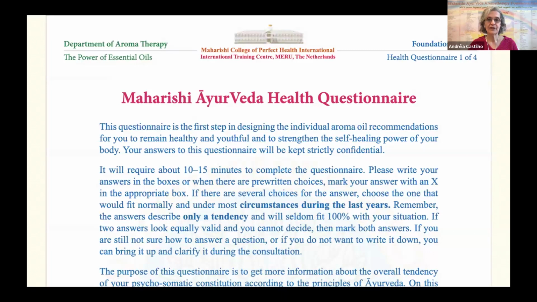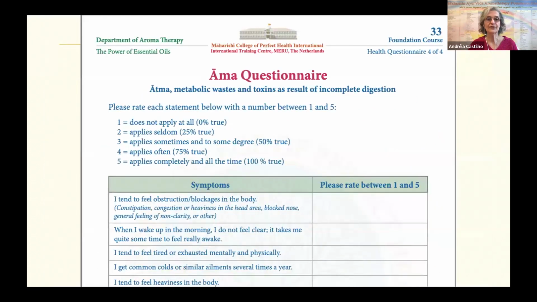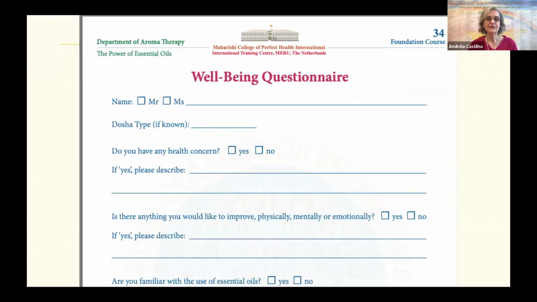So this is the Maharishi AyurVeda Health Questionnaire. I'm going to go back to this a little later, but just to give you an idea, it has 20 questions and a few more for ladies who still have their monthly cycles. This is the AMA questionnaire. And at the end, you add up the totals and then you know if the person's AMA level is high, medium, or low. And this is the well-being questionnaire where you describe if you have any health concerns, what you want to improve, etc.